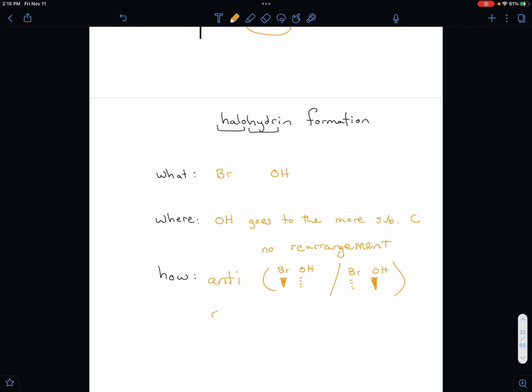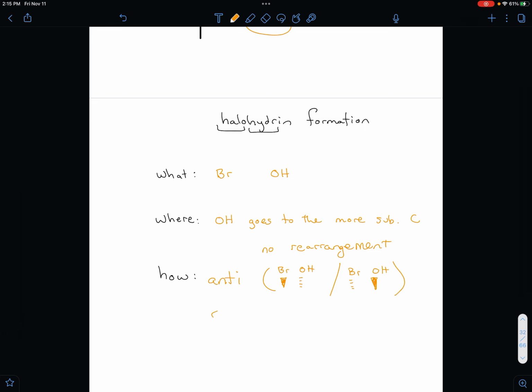Okay, so you see this recipe and you think, okay, halohydrin formation, and this is what goes along with it. What I'm adding, where I'm adding it, how I'm adding it. So if you take a specific molecule like this one here, you can look at those two atoms in the double bond. The one on top is primary, the one on the bottom is secondary. And so here you know the OH is going to go to the carbon that is more substituted. So that's going to be that secondary carbon here.